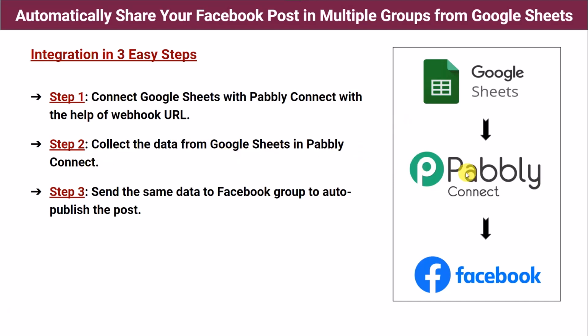At step 2, Pabbly Connect will capture the data from Google Sheets. Whatever data is there in my Google Sheet, Pabbly Connect will capture it. At step 3, send the same data to the Facebook group to auto-publish the post. Whatever data Pabbly Connect has captured from Google Sheets, the same data will be sent to the Facebook groups and automatically a post will be published. So here we are creating an integration between Google Sheets and Facebook using Pabbly Connect. Let us learn the integration process now.